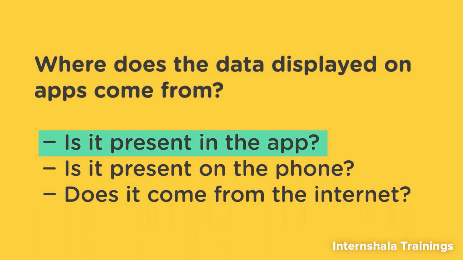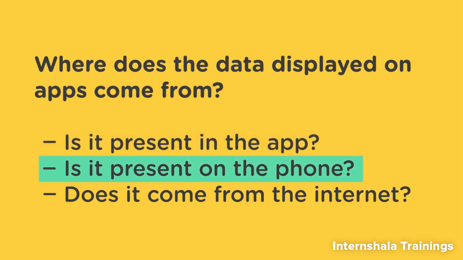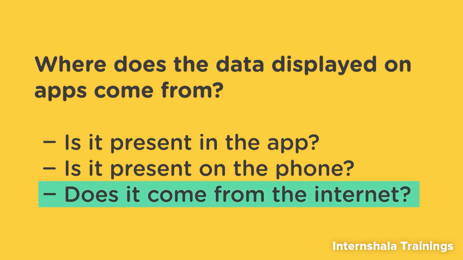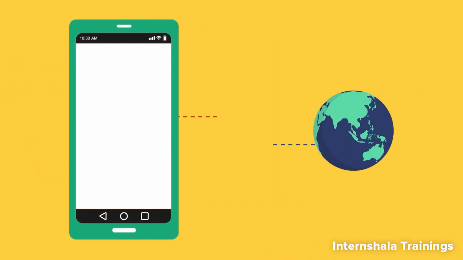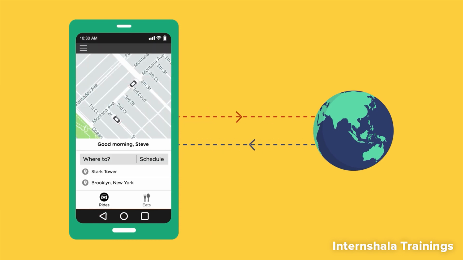Sometimes the data may be present in the app. For example, when we mark some songs as favorites. Sometimes the data is present in our phones. For example, the contact list or photos that we have in our phones. But mostly, the data that our apps display is fetched from the internet. Most apps fetch the data that they show from the internet. Which means that the app won't work if you do not have an internet connection.